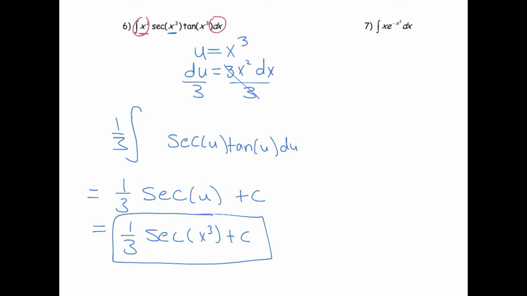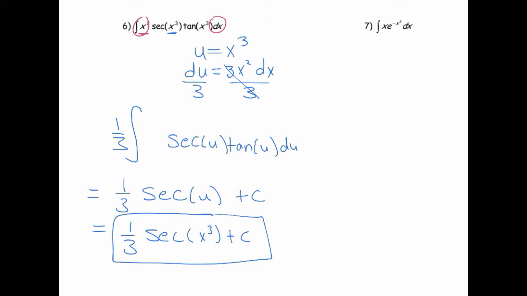So I'm not going to lie, you might have wondered how I did that. How did I know what to let u be? It just takes some practice. Again, when you notice a function and a version of its derivative, or a constant multiple of its derivative within the problem, that gives you a sense of what to let your u be.